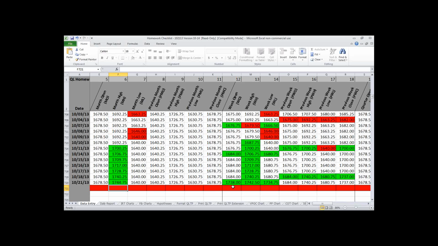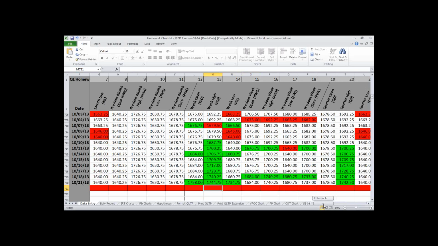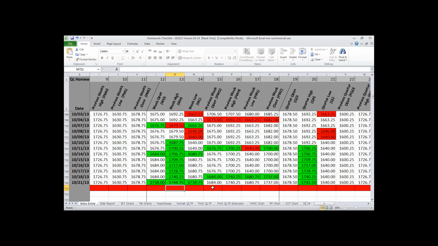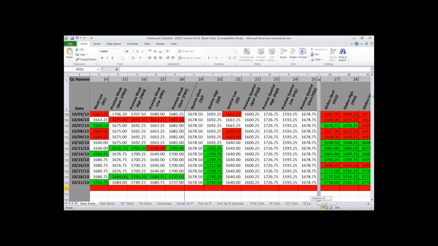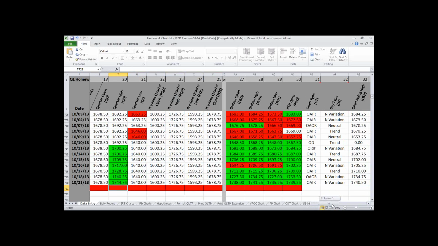Our week open on Sunday, Globex 1738. We have a new week high at 1744.75. Our week low is 1734.75. Previous week open 1684, previous week high 1740 1/4. We're trading above our previous week high. Our previous week low 1680.75, and we closed at 1737. And our quarter high changes to 1744.75, but we don't need to go through the other numbers.